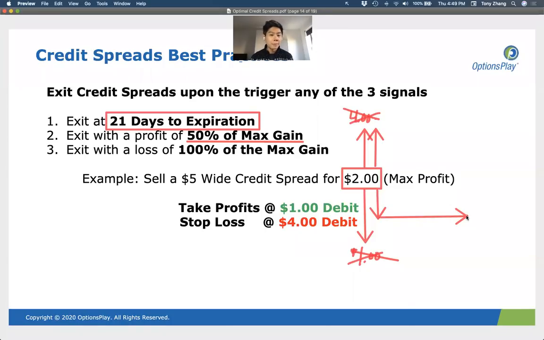So for example, if IBB continues to grind its way higher, but it doesn't move much higher, and at 21 days to expiration maybe I've made 20 or 30% of the max gain, then at that point I may ask myself, do I think IBB is going to continue moving higher?